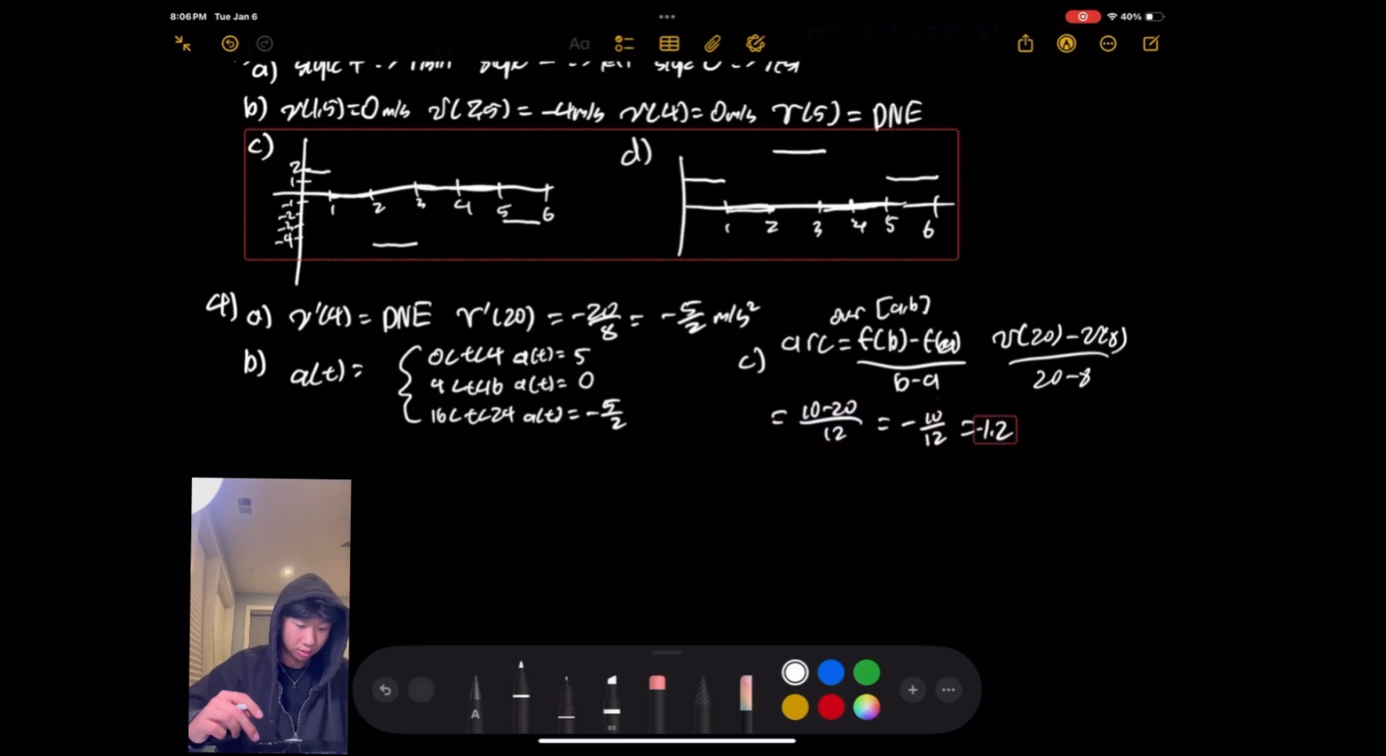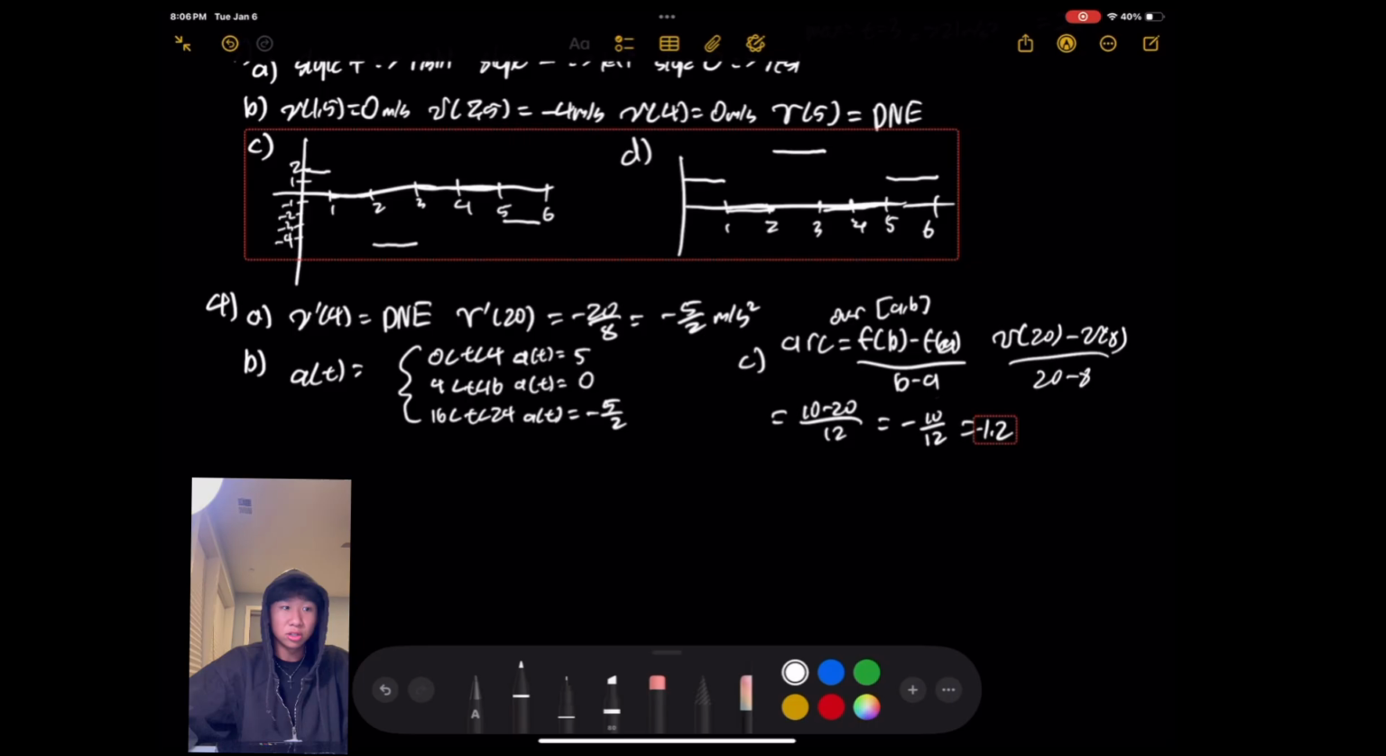Very, very interesting here. Now, the second part says, does the mean value theorem guarantee a value of C? So what does the mean value theorem state? Basically, if you find the average rate of change, which in this case is negative 1.2, and we set that equal to the derivative of whatever we're finding the average rate of change of, in this case V, so if we set negative 1.2 to the derivative of the velocity graph, which is the slope, there's going to be a point in this interval where the slope of the line is equal to the average rate of change. So basically, I just said that in way too complex words.